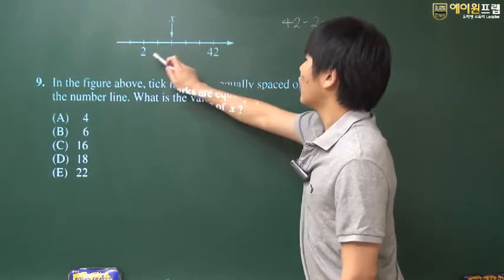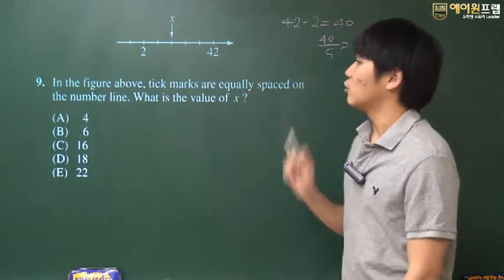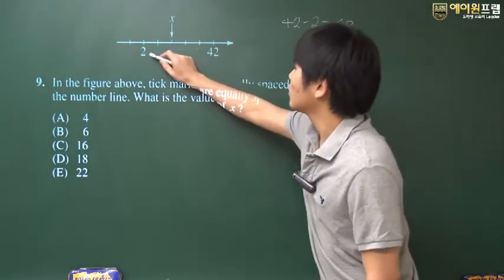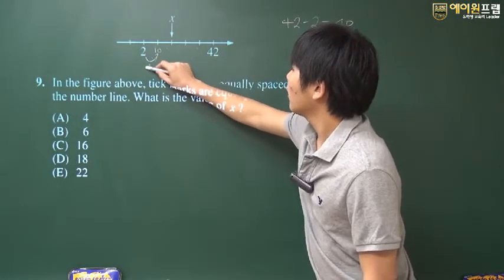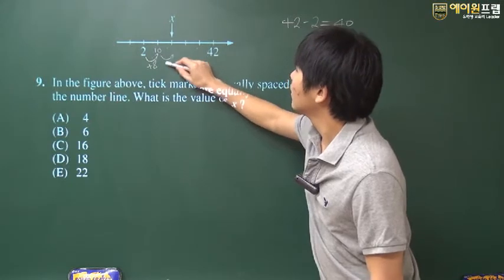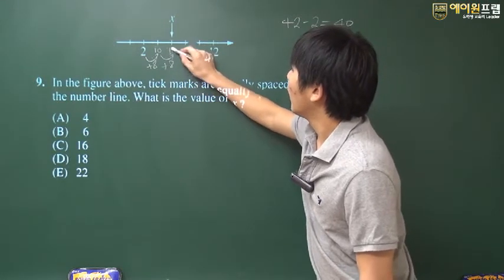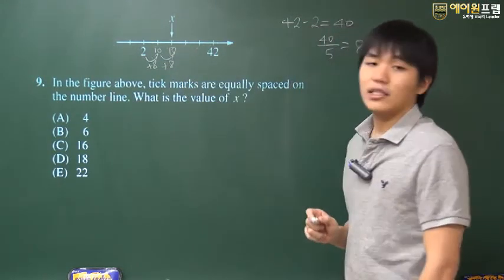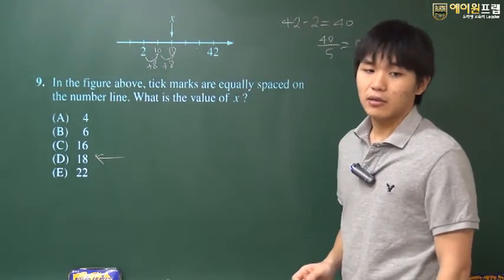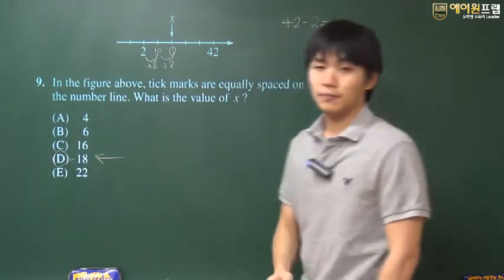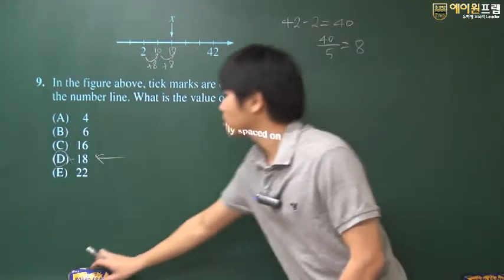So if I have 8 for each equally spaced tick mark, I can just add 8 continuously on this. So if I add 8, it's 10 here, okay? Add 8 again, and you end up with 18. So our answer in this question is D, 18, okay? So that's our final answer. Moving on.